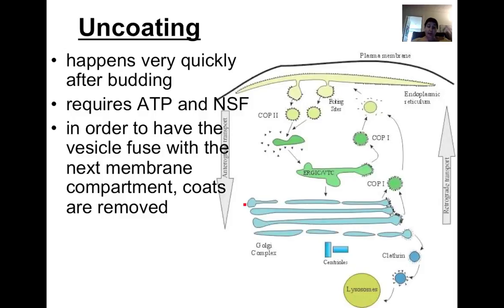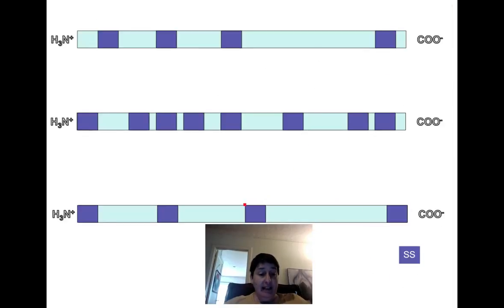Remember, uncoating occurs really rapidly. No matter what, a vesicle cannot fuse unless it removes its coat. And we didn't talk specifically about the molecules that help in uncoating. I said it requires energy, so it requires ATP, and it requires another molecule called NSF, which is N-ethylmaleimide sensitive factor. So NSF is found in cells, and if you add a lot of NSF, it leads to the uncoating of vesicles really quickly. That leads to fusion. All right, that ends the lecture on exocytic transport.